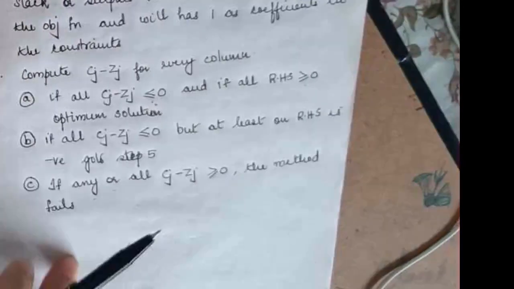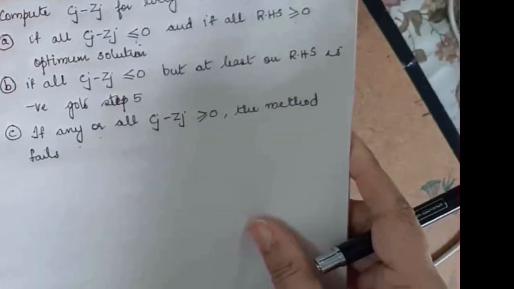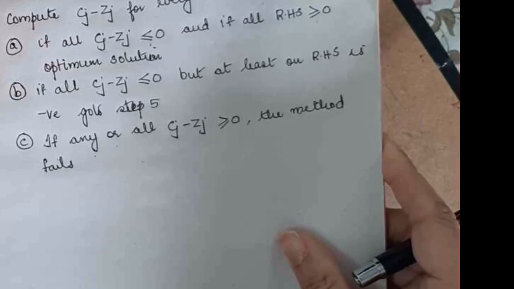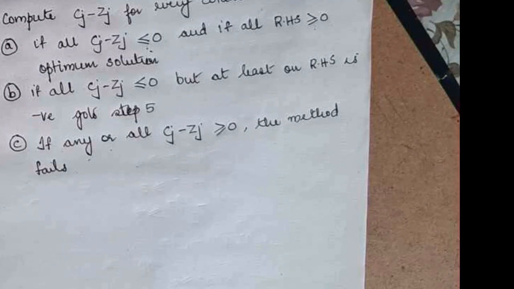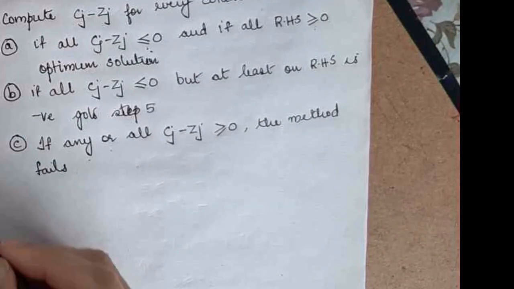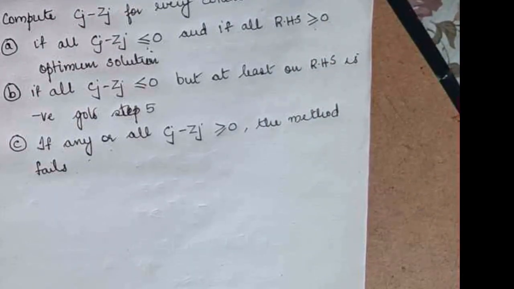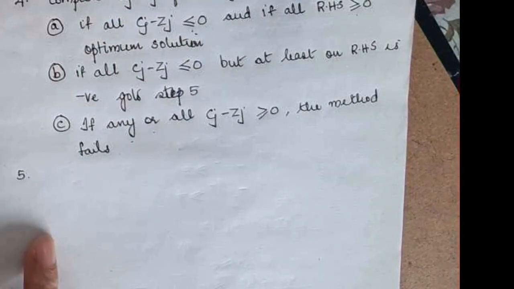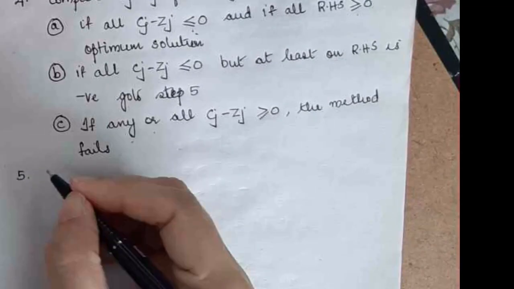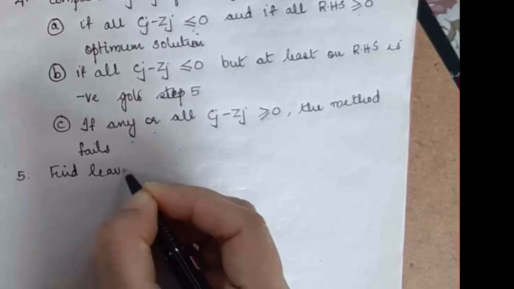Now, the sixth step. In the normal simplex method, what we did was finding the entering variable first. Now, fifth step. In the fifth step, just the opposite of the simplex method, first we will find the leaving variable.